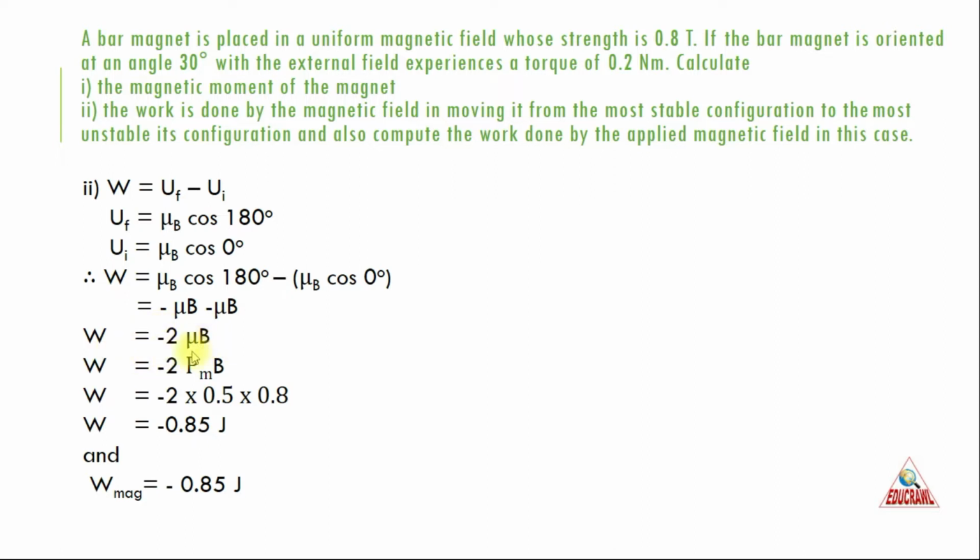Substituting the mu b value, you get minus 2 Pm, that is dipole moment into magnetic field, which is B. Substituting the dipole moment which we found in the first case and the magnetic field which is 0.8, you get the work done as minus 0.8 joules.